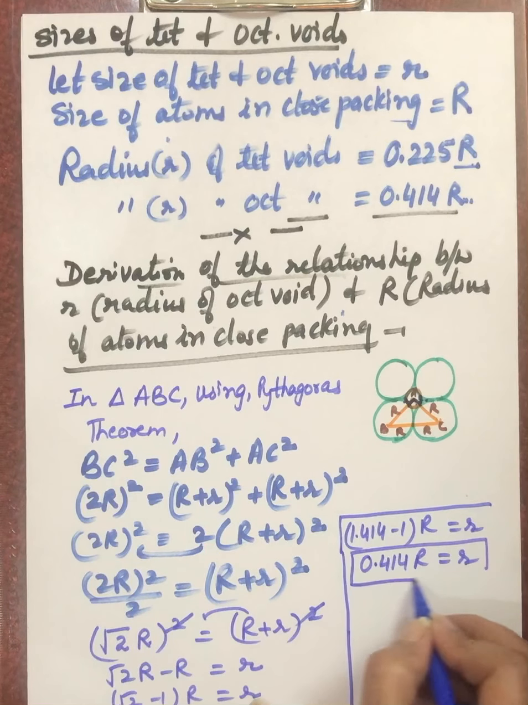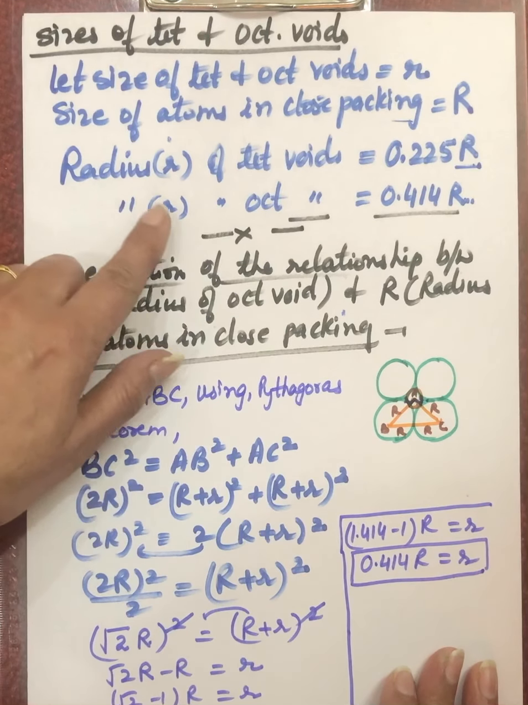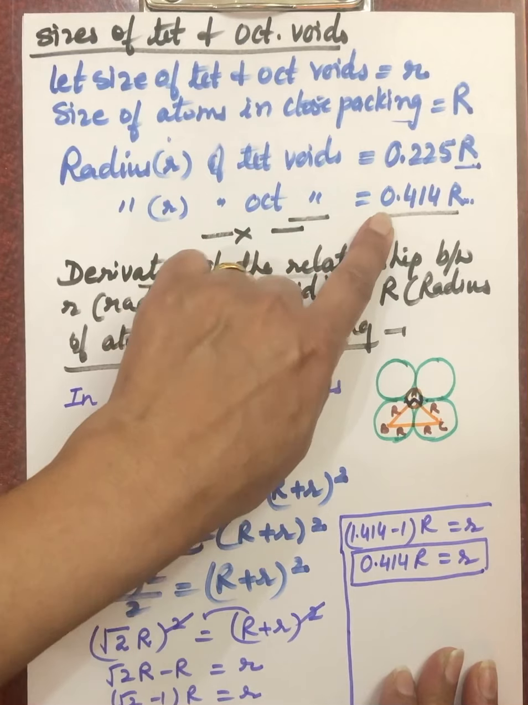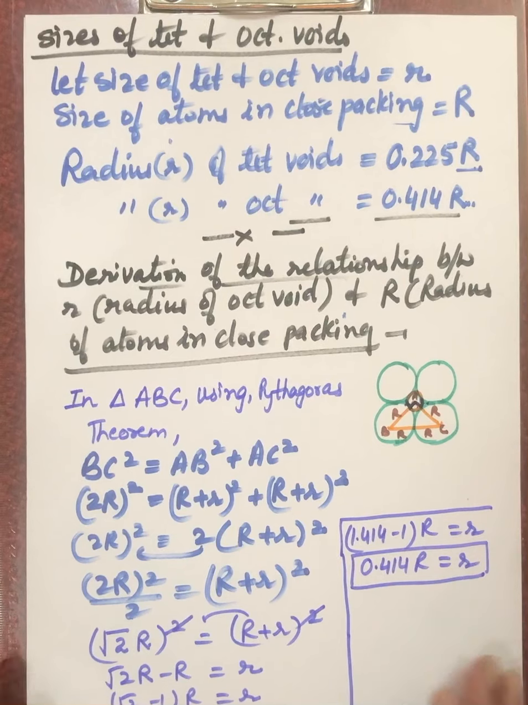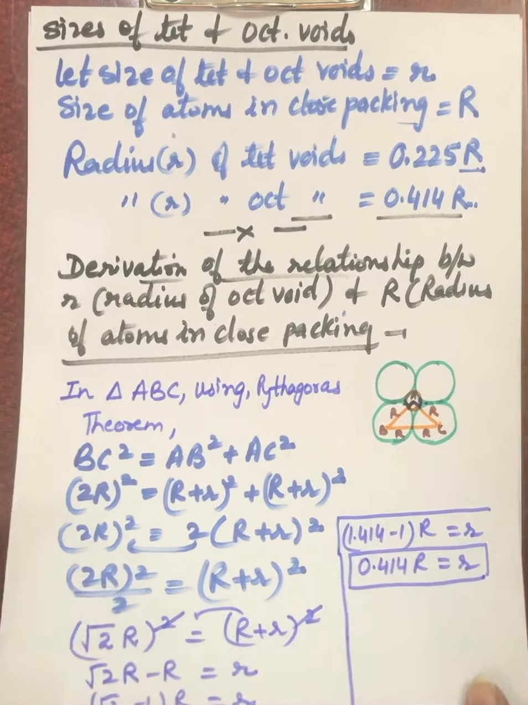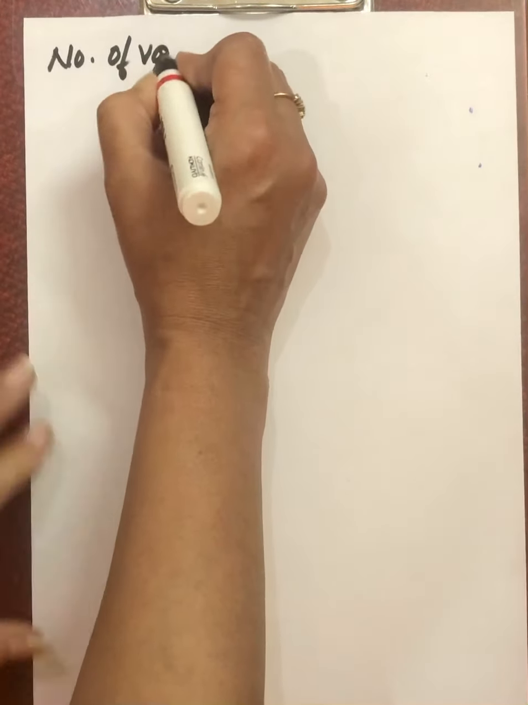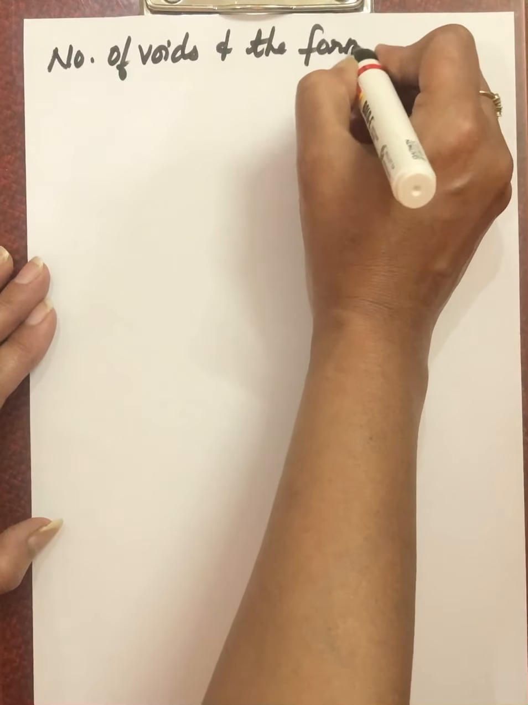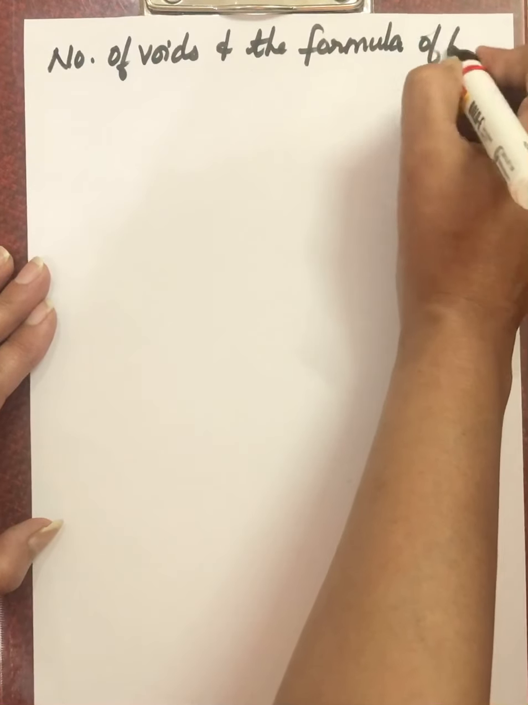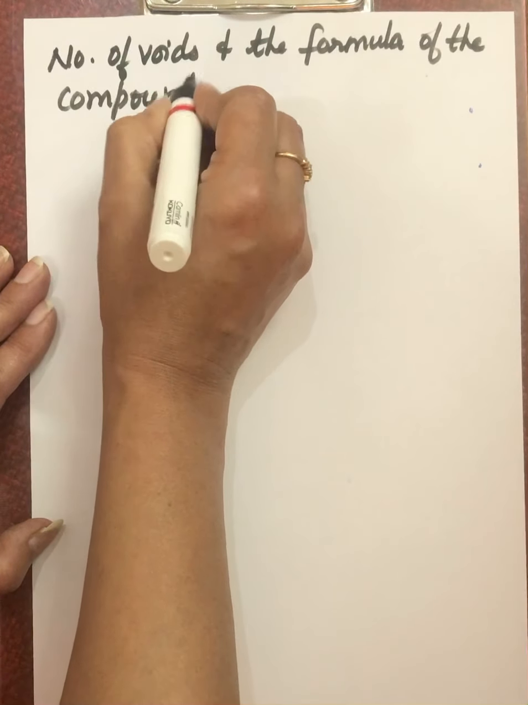This is a relationship between the octahedral voids and the size of the atoms in close pack arrangement. This small r is equal to 0.414 capital R. This is a formula for the relationship between the two. Next topic after this, number of voids and the formula of the compound.